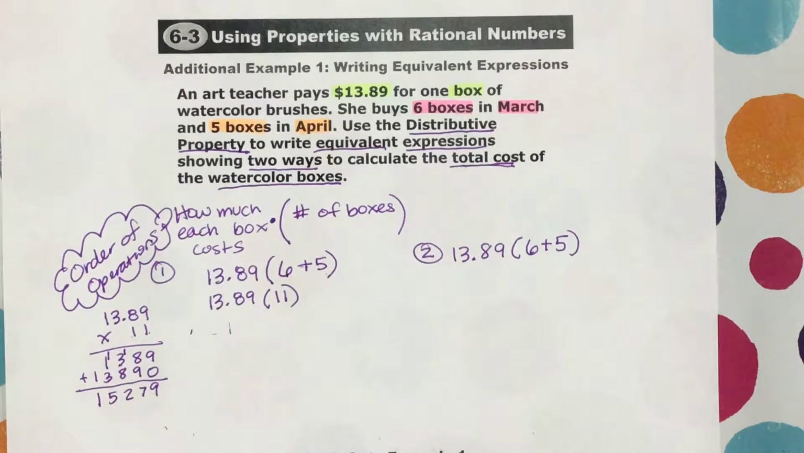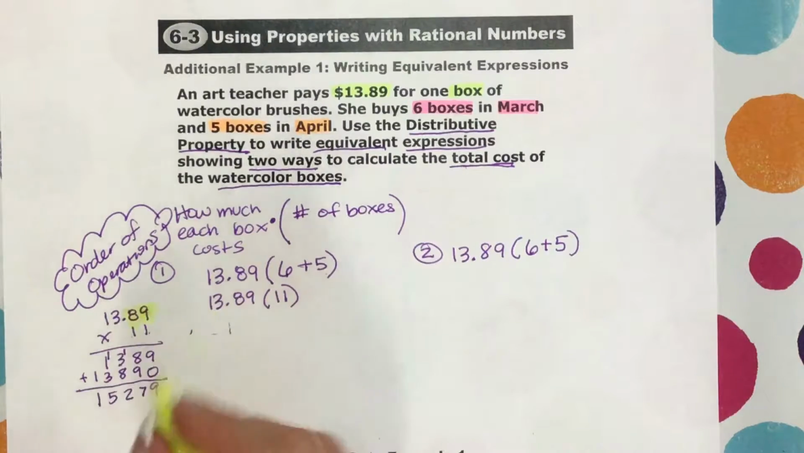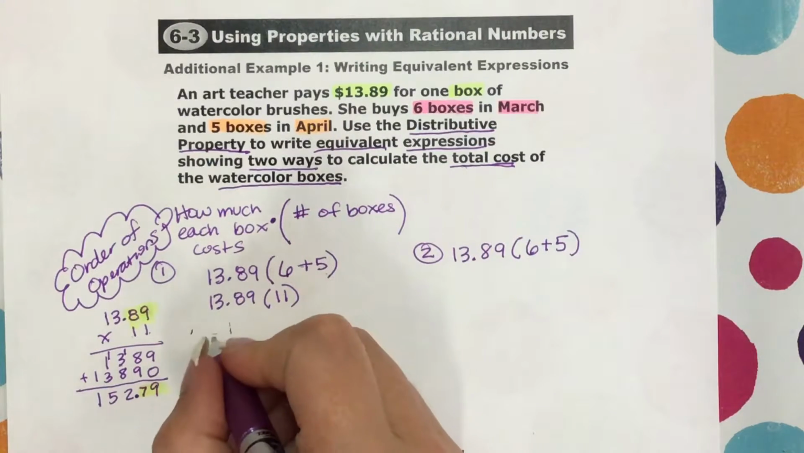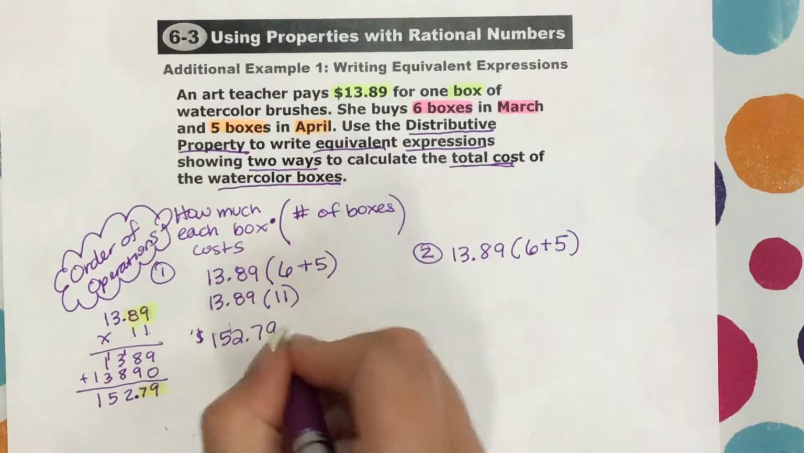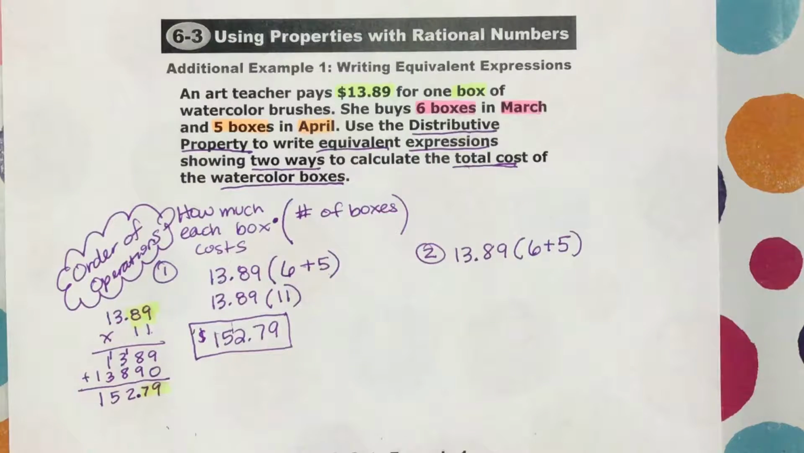Now I just need to figure out we're multiplying by decimals, so the places, right? There's 2 places there, which means our answer is going to have 2 places, which means our decimal goes right there. So the total cost ends up being $152.79. Okay, so that's using the order of operations.